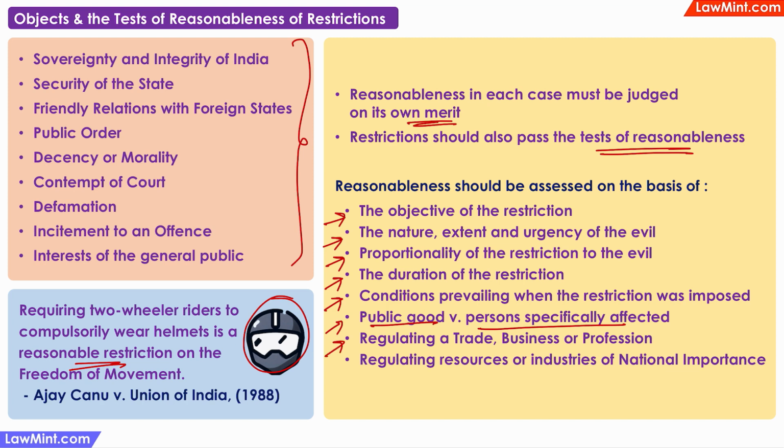And restrictions can be for regulating a trade, business or profession. For example, the mandatory qualifications required for doctors or lawyers are in the interest of the general public. And restrictions can be for regulating resources or industries of national importance, such as uranium mining or gold mining or electricity distribution.